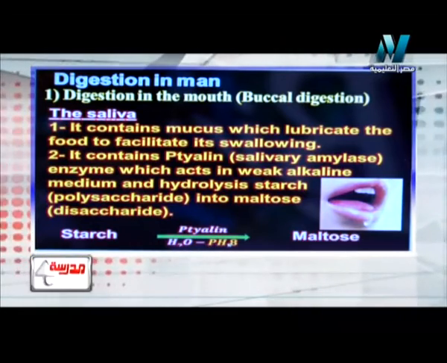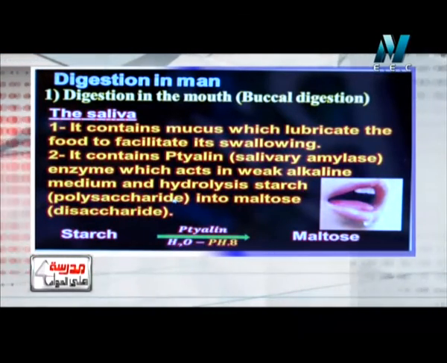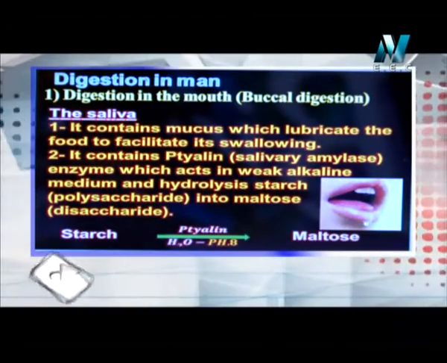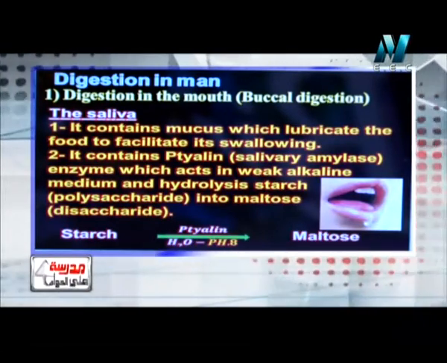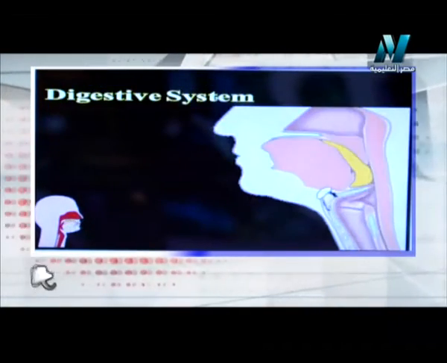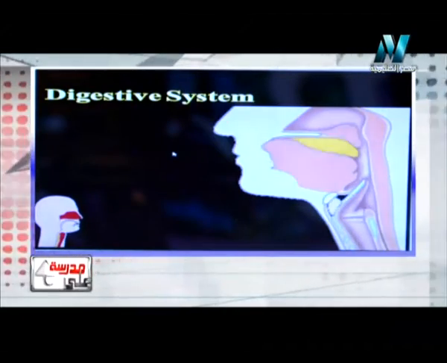The ptyalin enzyme acts in a weak alkaline pH, such as pH 8. pH means the potential concentration of hydrogen ion, or the power of hydrogen. That's the first part of the digestion, or where the digestion takes place.